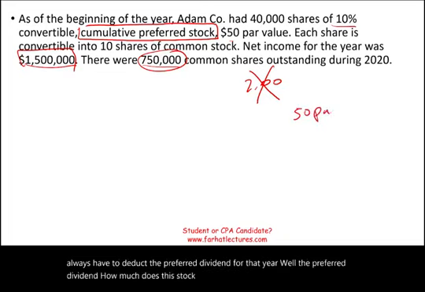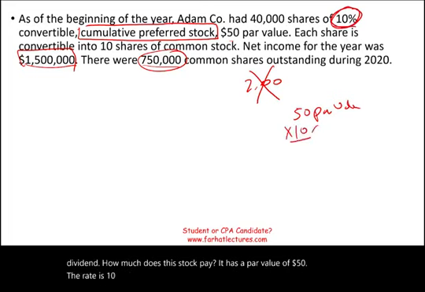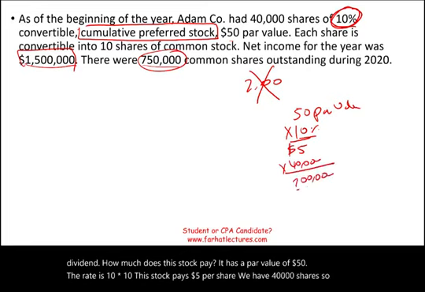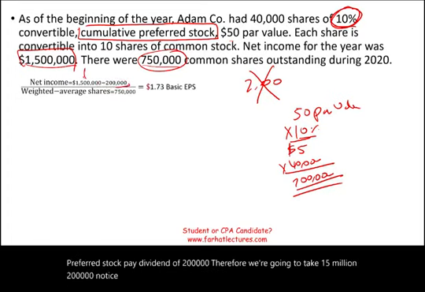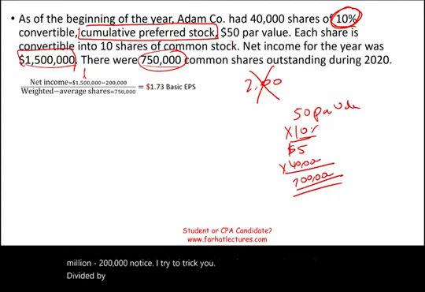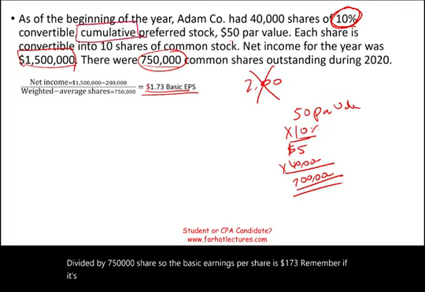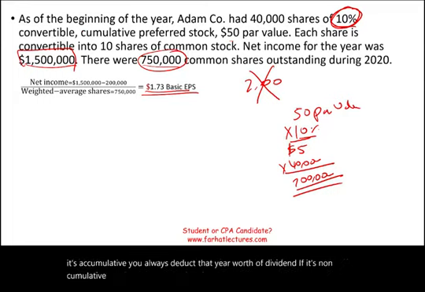It has a par value of $50. The rate is 10% times $50. This stock pays $5 per share. We have 40,000 shares. So this preferred stock paid dividend of 200,000. Therefore, we're going to take 1.5 million minus 200,000. Notice I tried to trick you. Divided by 750,000 shares. So the basic earnings per share is $1.73. Remember, if it's cumulative, you always deduct that year's worth of dividend. If it's non-cumulative, you have to see whether they declared it or not.